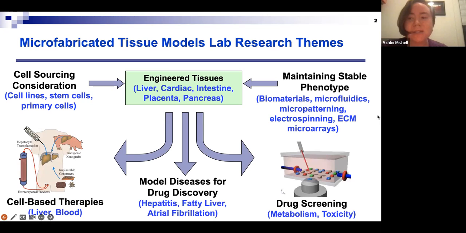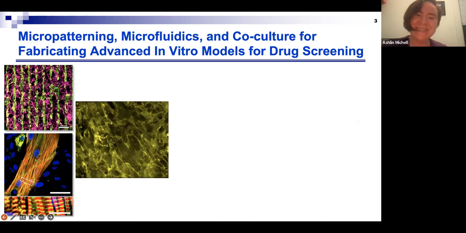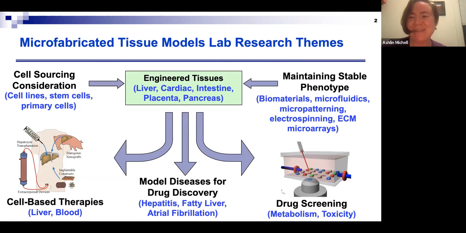For instance, we have projects in disease modeling for hepatitis B infection, alcoholic or non-alcoholic fatty liver, atrial fibrillation, preeclampsia, probably some more that I'm forgetting too. And we do drug screening to predict metabolism and toxicity in models relevant to human health and also in multi-organ models. And we're also working on cell-based therapy projects, for instance, hematopoietic stem cells for bone marrow transplantation. Next slide.